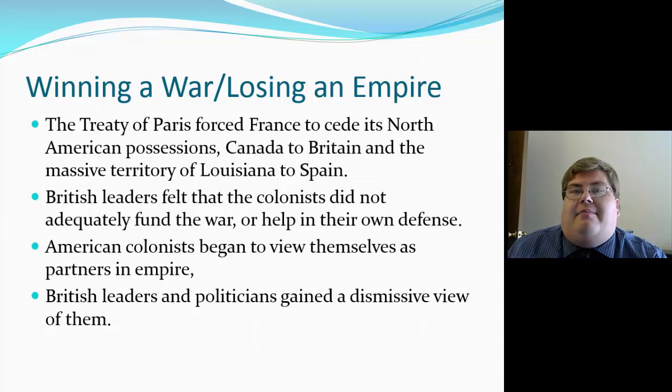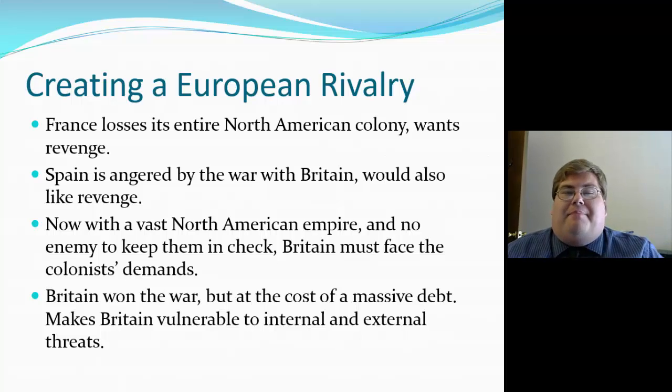Understand, they don't ask the Americans to pay back the debt of the 7 Years' War. But the debt of the 7 Years' War means that any army in the American colonies must be paid for by the American colonies. So that's that part.